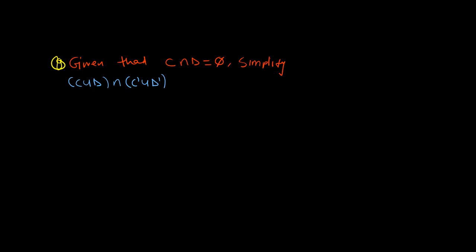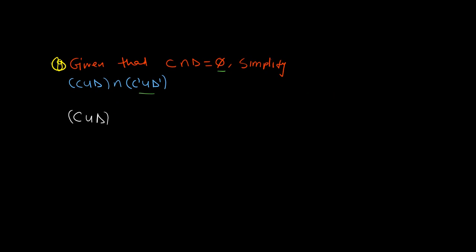So given that A, C intersection D is equal to empty set, simplify. So for us to simplify this now, what we are going to do is simplify these brackets there. So we are saying now C union D, close the brackets like that, intersection, open bracket C.